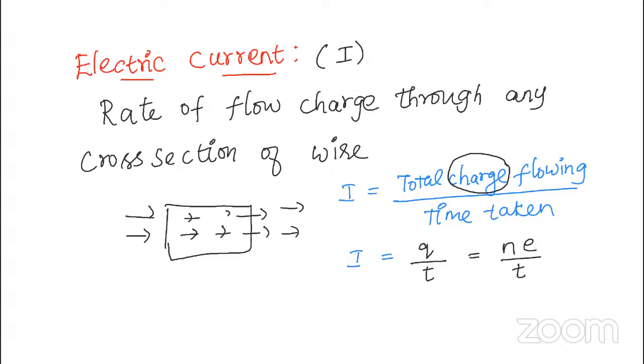So we have two formulas for I: I is equal to Q by T, and I is equal to NE by T. We should keep these two equations in mind, as they are very important for solving problems. Next, in a small interval of time, how much charge is carried through the conductor? For that we are going to modify this formula a little.